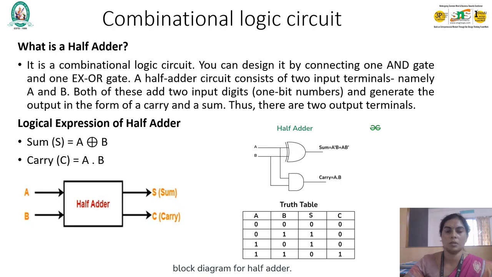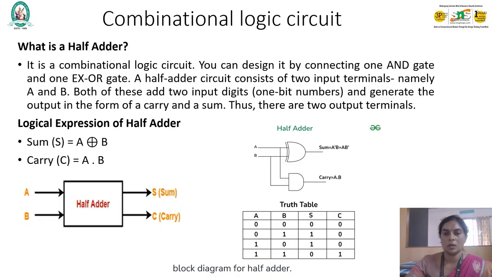First we are going to see the half adder. A half adder is a combinational logic circuit which consists of one AND gate and one XOR gate. It has two input terminals, for example A and B, which are added together to generate an output. The outputs are carry and sum. The logical expressions of the half adder are: sum is calculated by A XOR B, and carry is calculated by A into B.